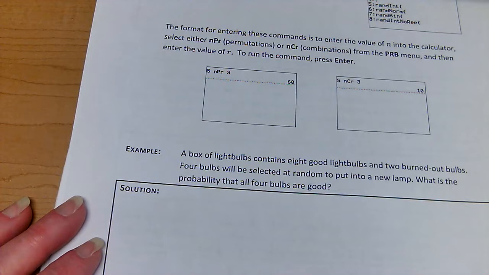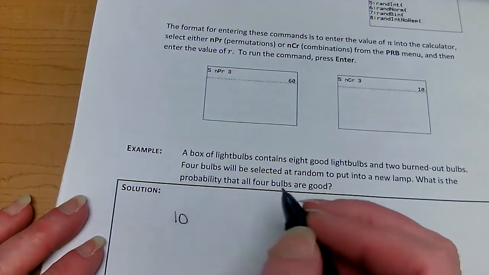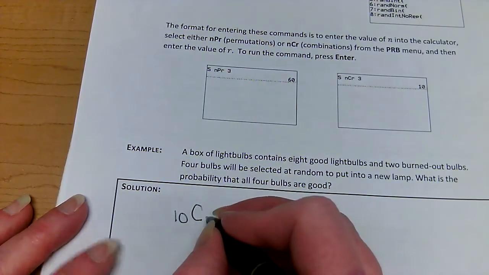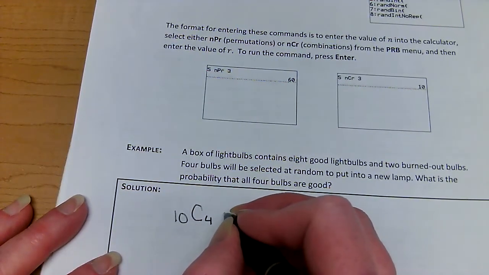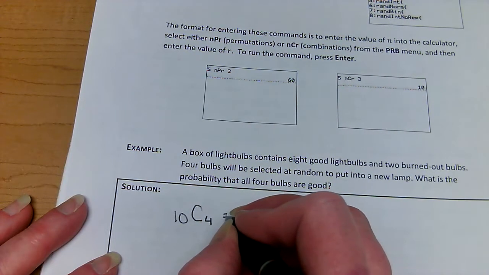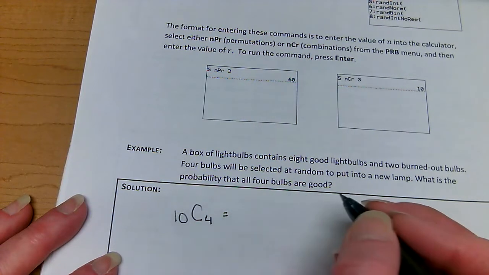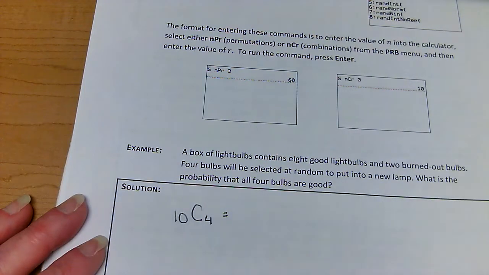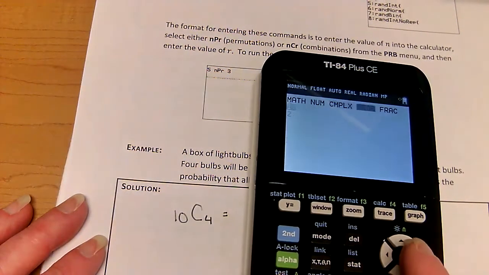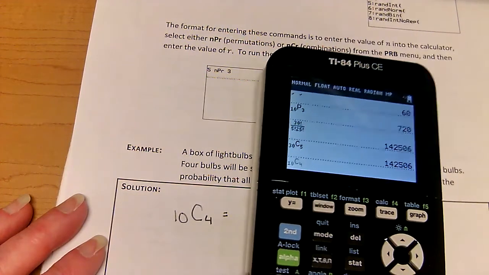So now we need to think about what we have. We have 8 good ones and 2 burned out bulbs. So there's a total of 10 bulbs. And we are selecting at random 4 bulbs, right? So 10 choose 4. This is the combination of the 4 bulbs chosen. So 10 choose 4 is 210.